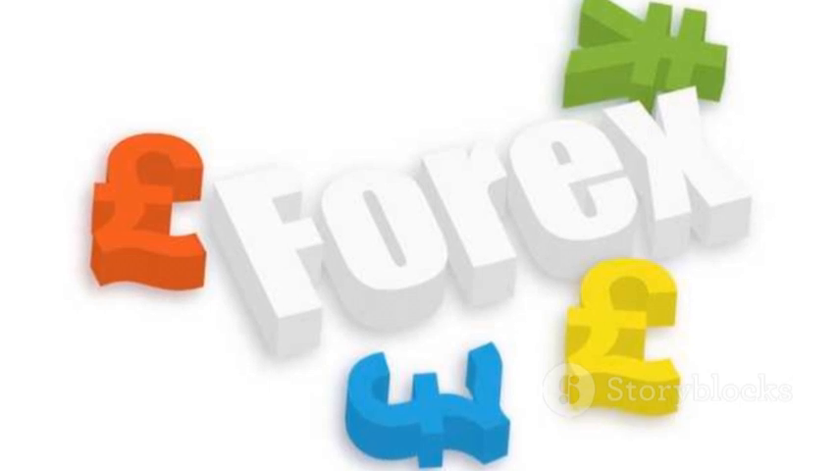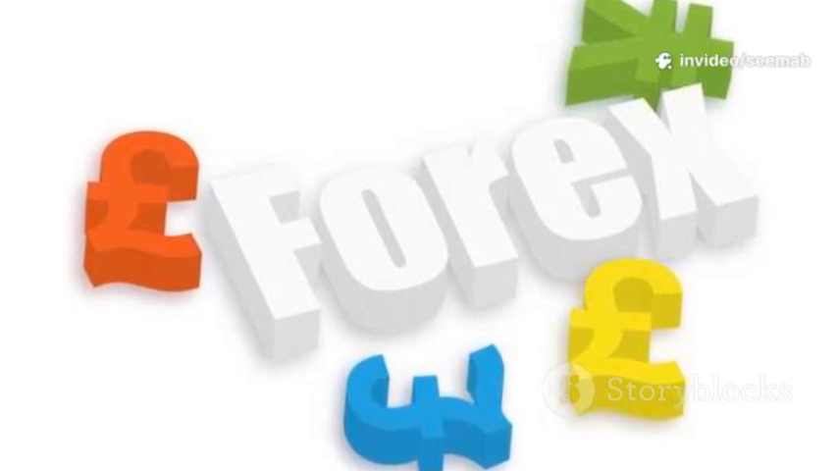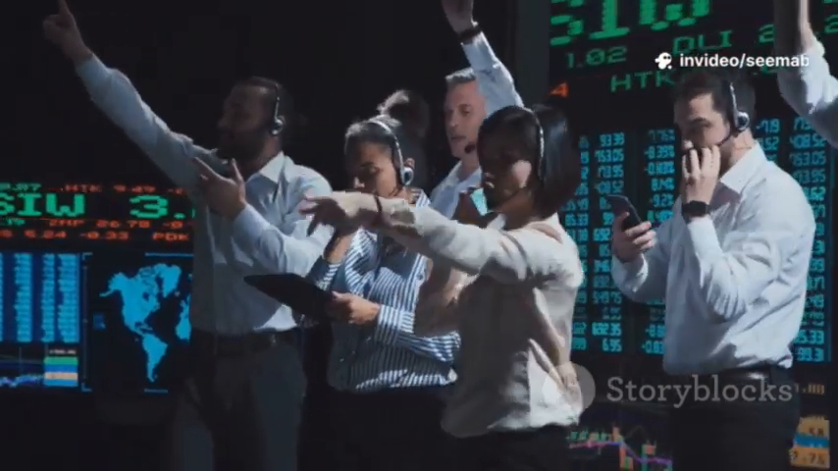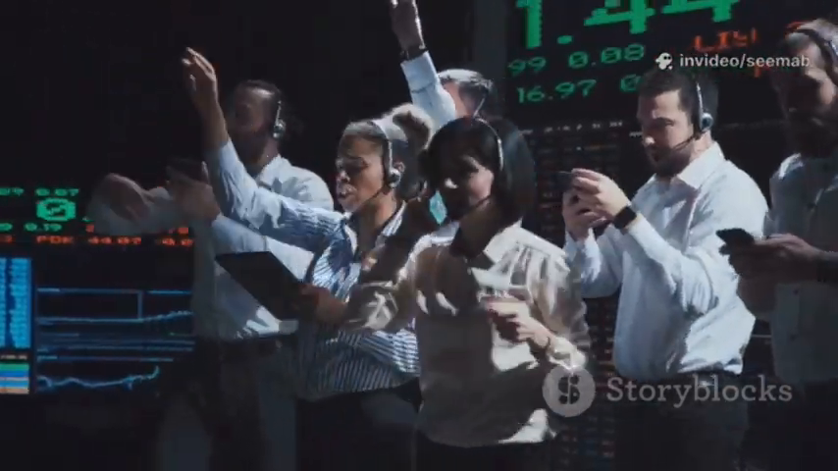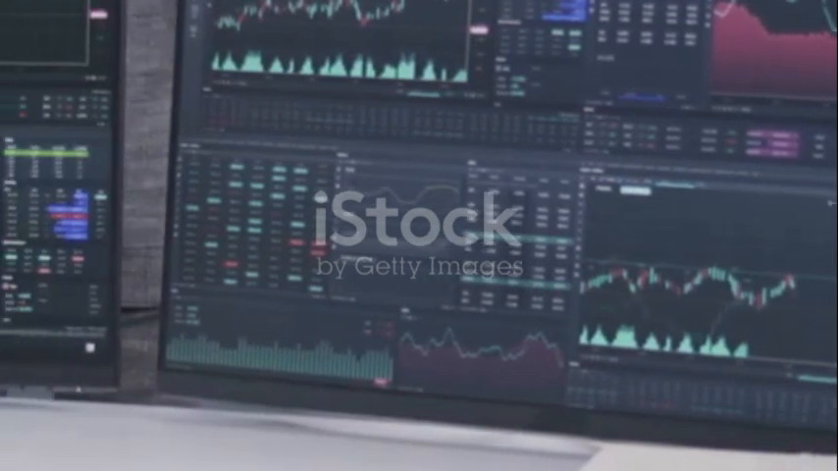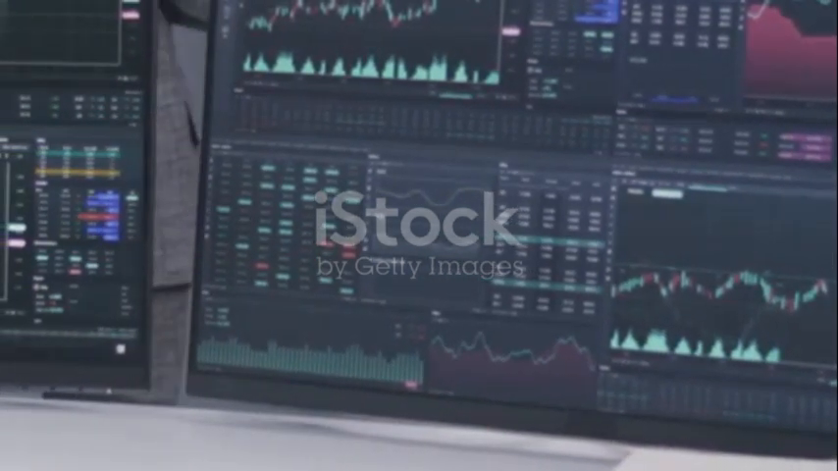Welcome to the Forex world, a world of opportunity and potential for financial growth. Let's dive in. Get ready to embark on an exciting journey into the world of Forex trading. Let's explore the different ways you can participate in this exciting market.